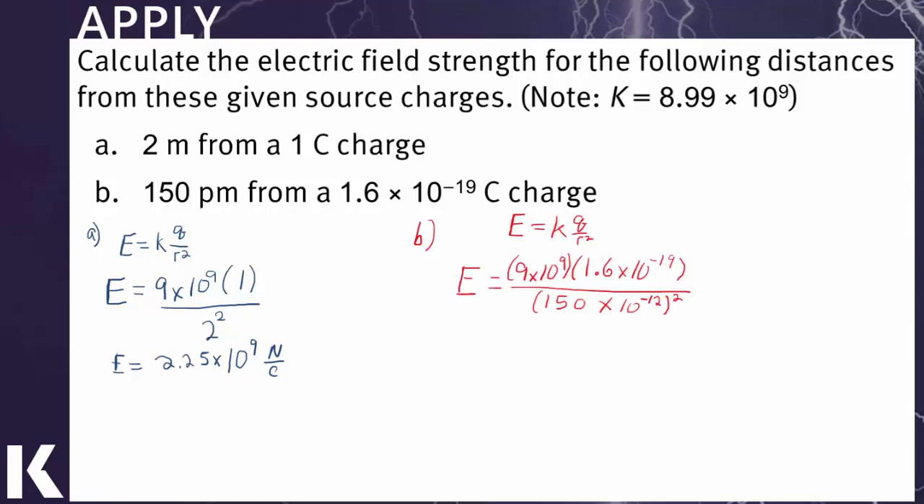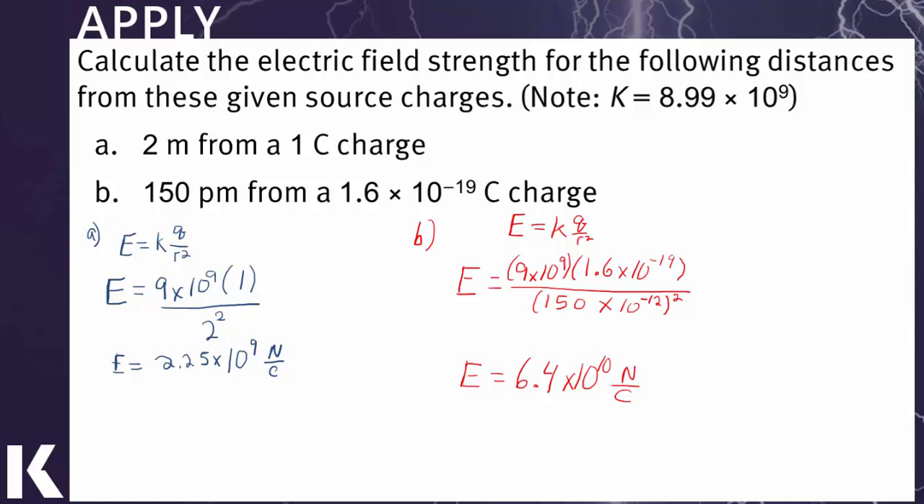When we plug our numbers into our equation, still the same K, we have Q, we have R, we need to make sure that we convert everything into standard base units. So instead of 150 picometers, I'm going to put in 150 times 10 to the minus 12 meters, or you could have put in 1.5 times 10 to the minus 10. Run the math, and the answer you will get is 6.4 times 10 to the positive 10 newtons per coulomb.